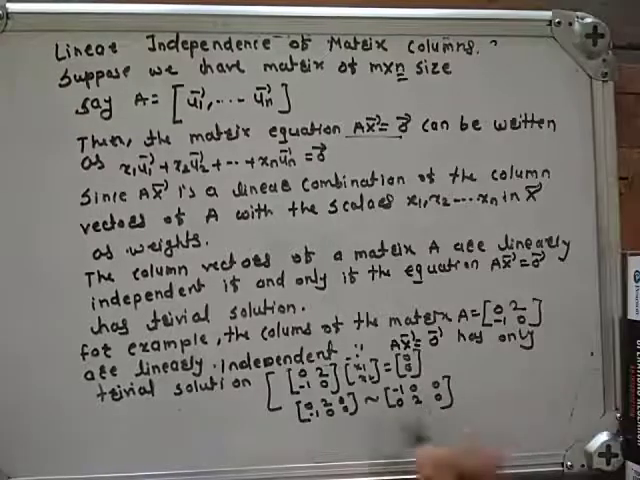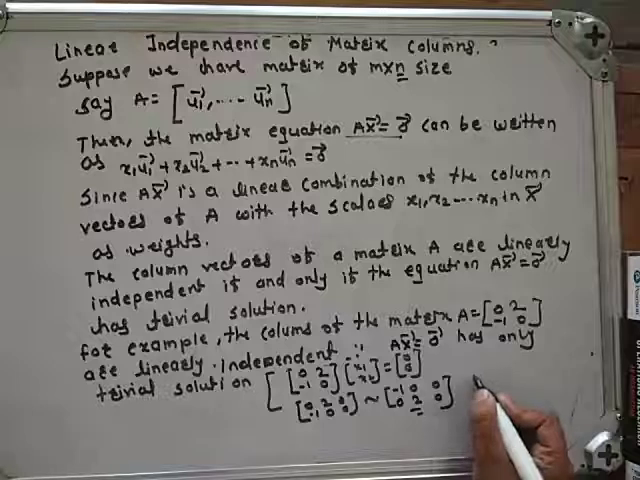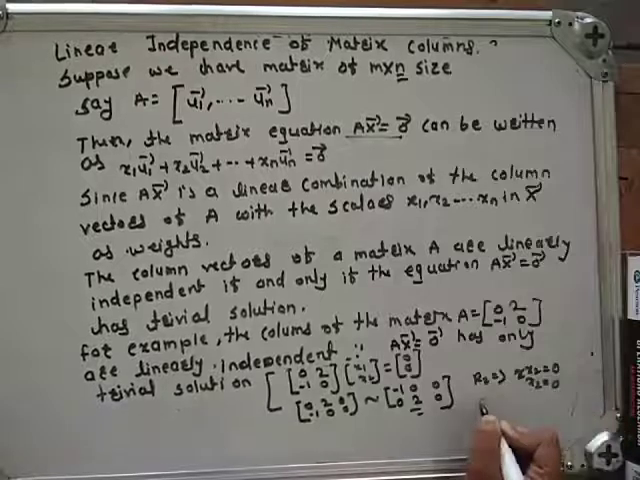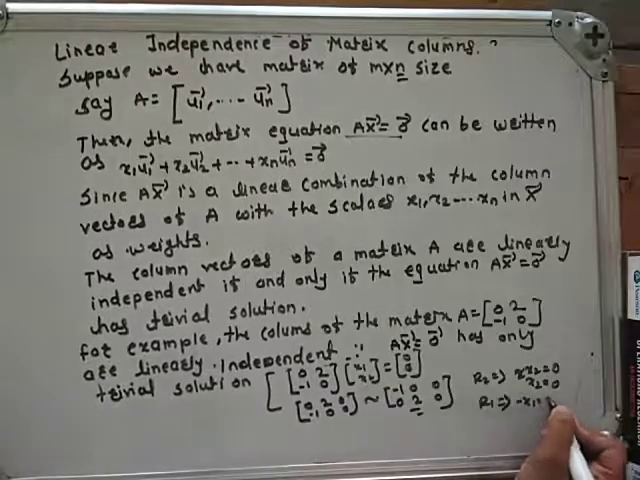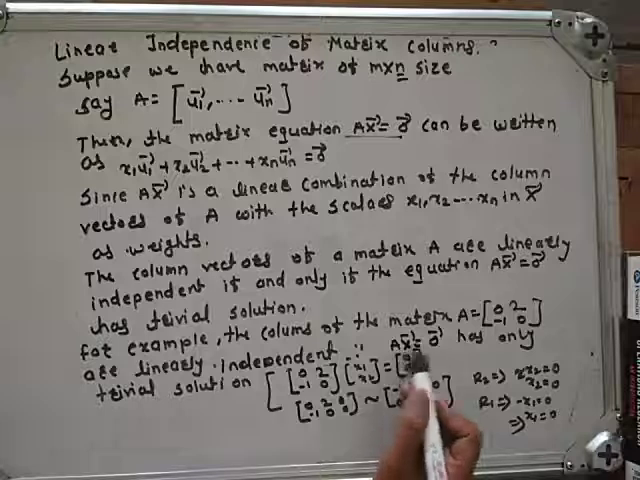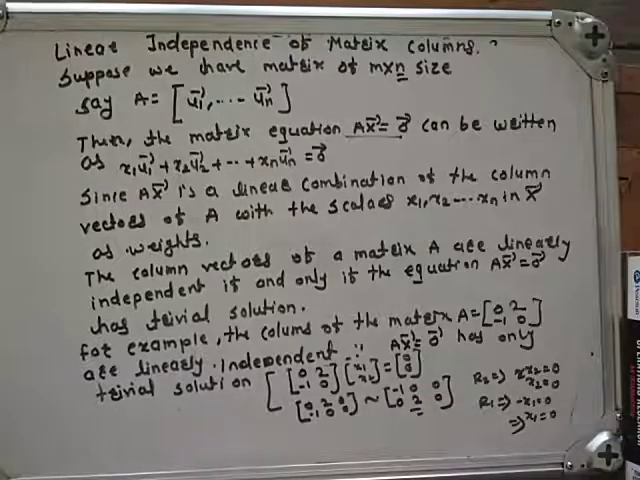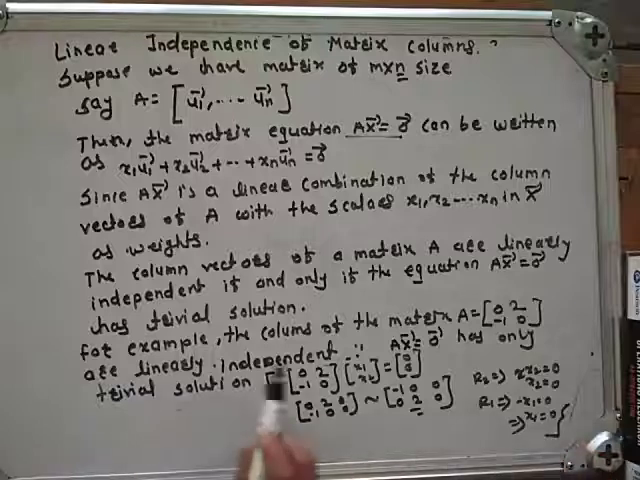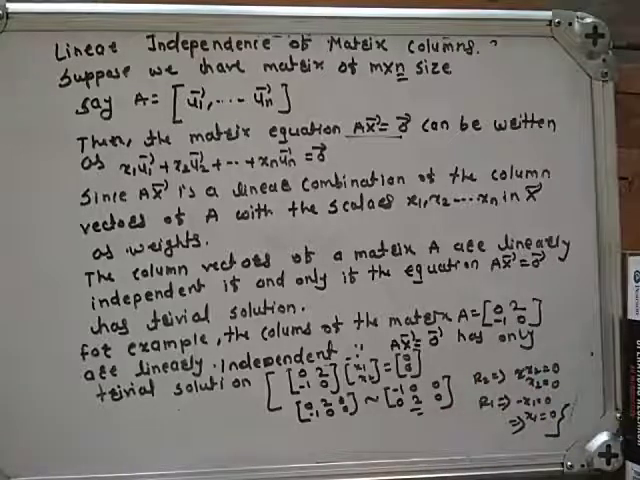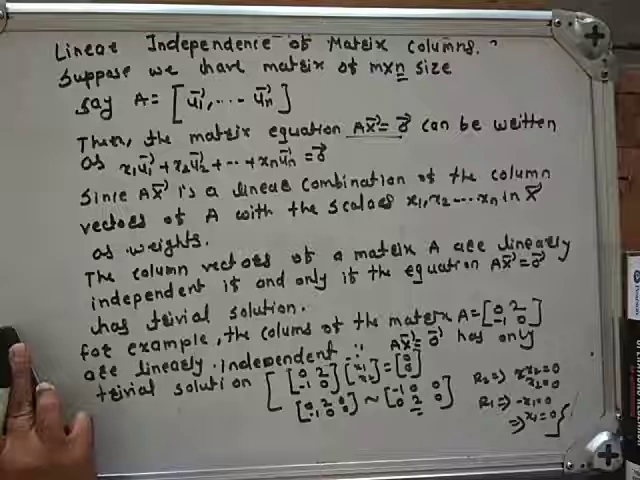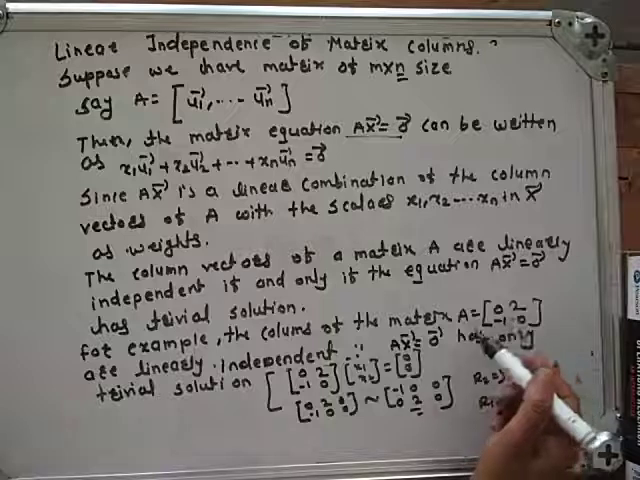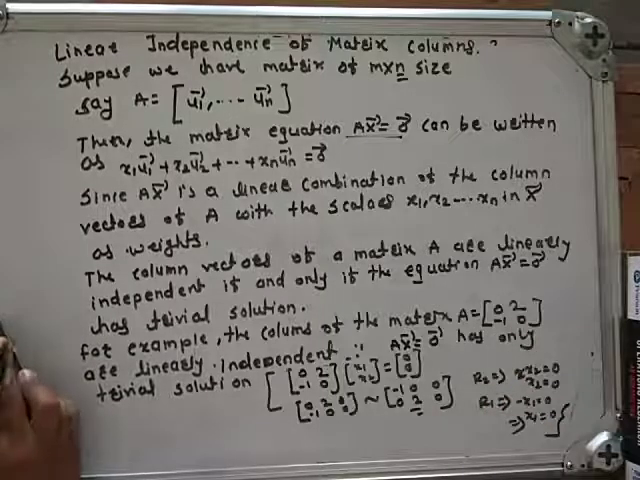That gives -1, 0, 0 and 0, 2, 0. Okay. R2 implies 2 into x2 is equal to 0. That implies x2 is equal to 0. And R1 implies minus x1 is equal to 0. That implies x1 is equal to 0. So A into x bar is equal to 0 bar has only the trivial solution. Therefore the columns of the matrix A are linearly independent. Okay.